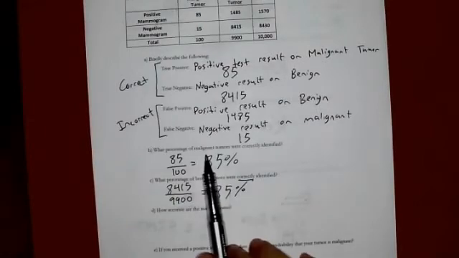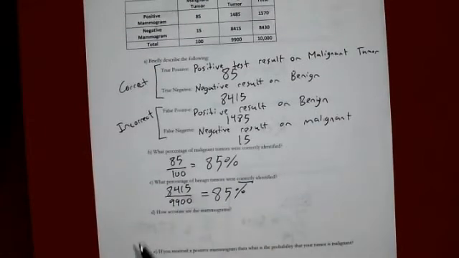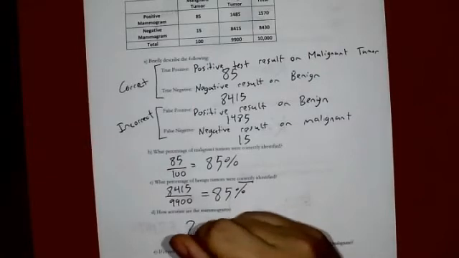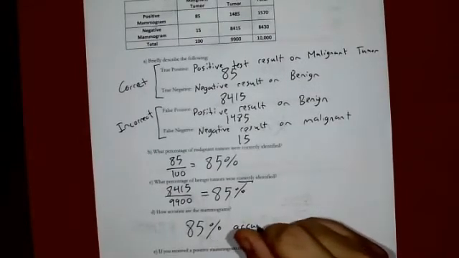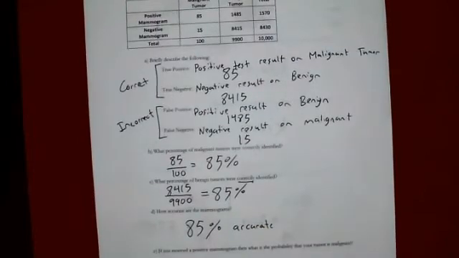How accurate are the mammograms? Well, in the case of malignant tumors, they're 85% accurate. In the case of benign tumors, they're 85% accurate. Therefore, you can conclude that these mammograms, at least according to this data set, are 85% accurate. Okay, makes sense. So then the million-dollar question.